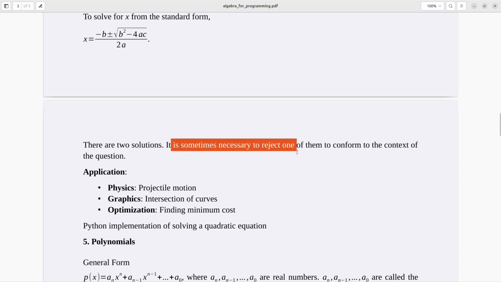It is sometimes necessary to reject one of the solutions coming from the quadratic formula so that we can make sure that the result can conform to the context of the question. So it is sometimes necessary to reject one possible answer, even though we have 2 of the answers coming out.